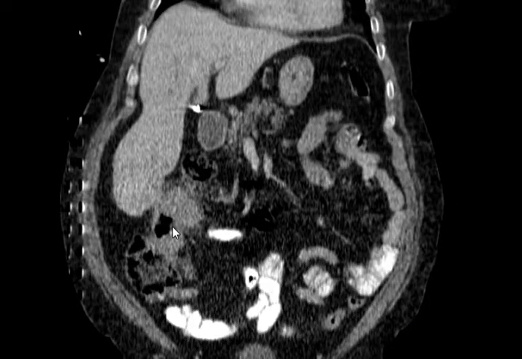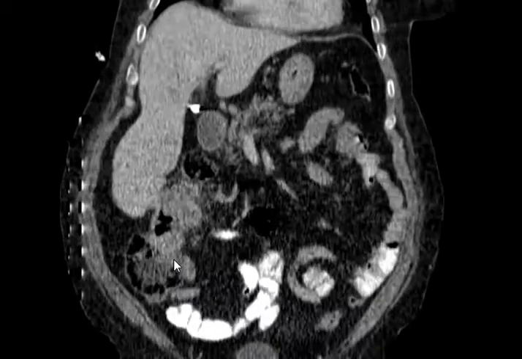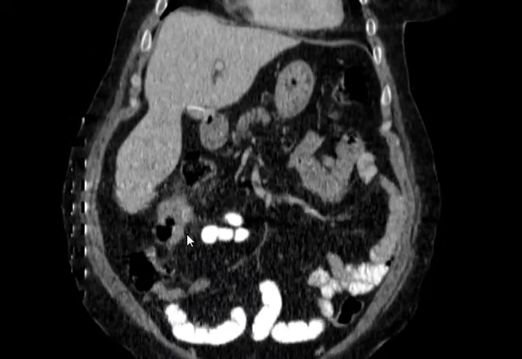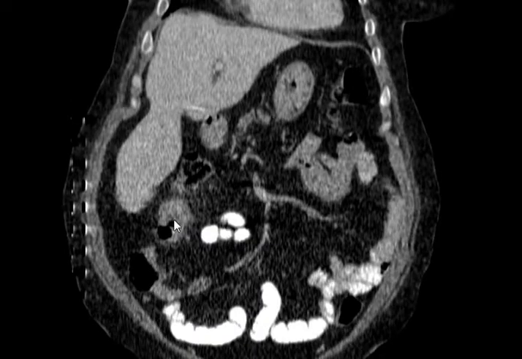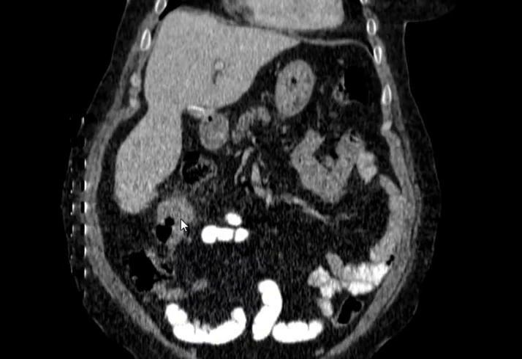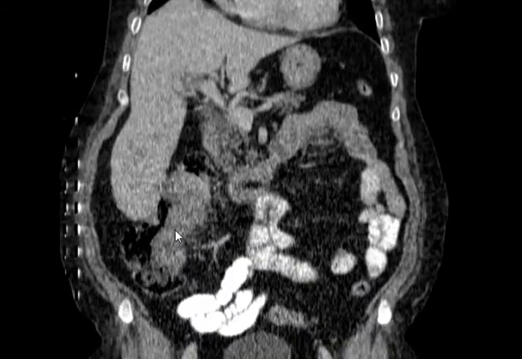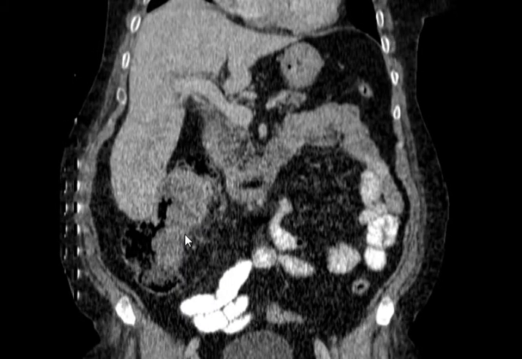There is a thickening of the wall, surrounding this region. What's this region? This is the ascending colon. Wall thickening, with enhancement and irregularity. Let's see it in the axial.